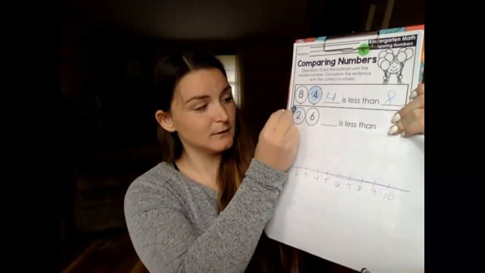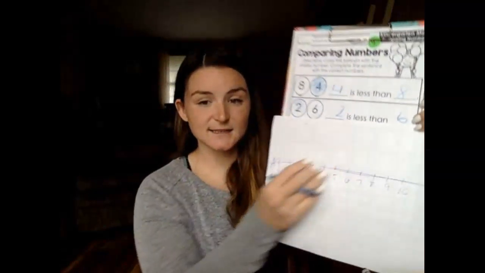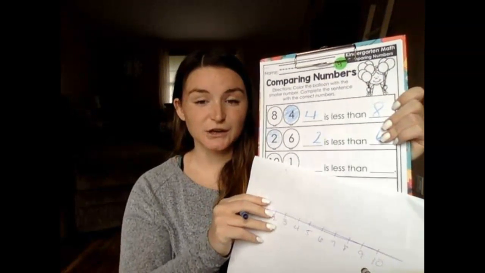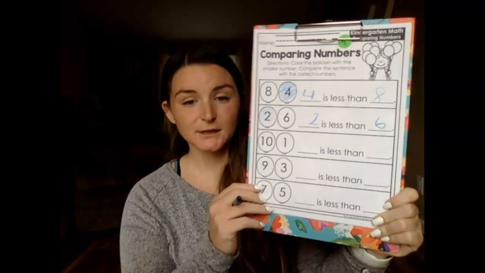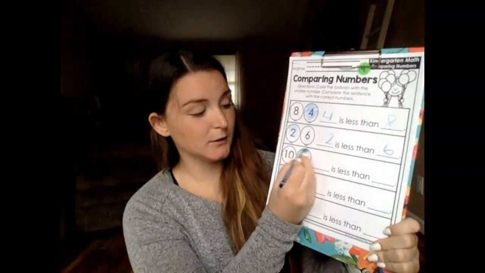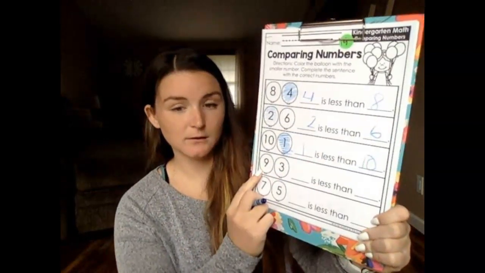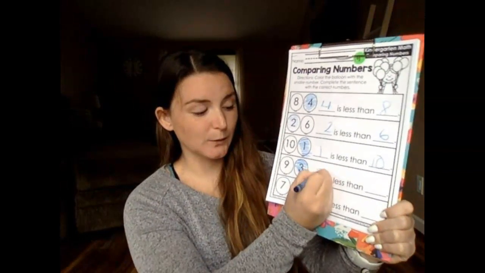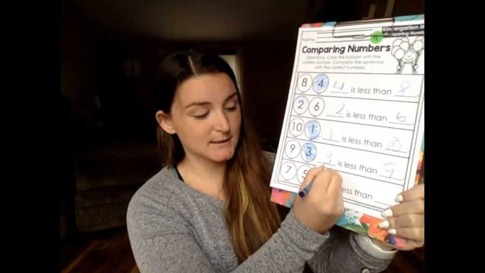2. So I know 2 is less than 6. And you're just going to use the number line with the star for each one. So which one is smaller? Which number do you hit first? 1, good. So 1 is less than 10. You hit 3 first. So 3 is less than 9. You hit 5 first. Good.